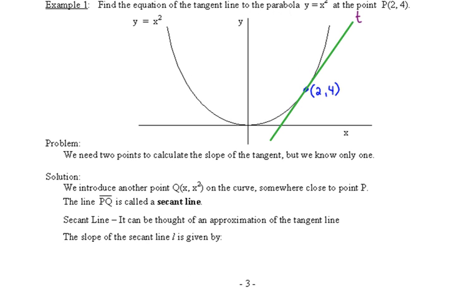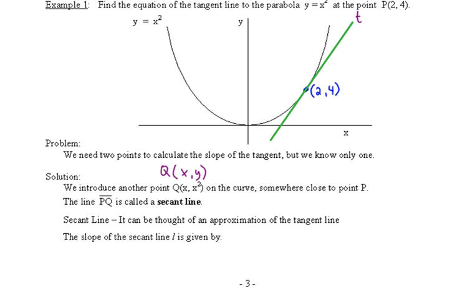Okay, so we introduced another point. We're going to introduce another point on the curve, and we're going to call it Q. And that's (x, x squared). Why is it x comma x squared? Yeah, that's what y is, right? So y is equal to x squared. Okay, so we're going to call this point Q on the curve. We're going to draw it anywhere on the curve. No, we don't know this line. Well, we want the equation of this line.